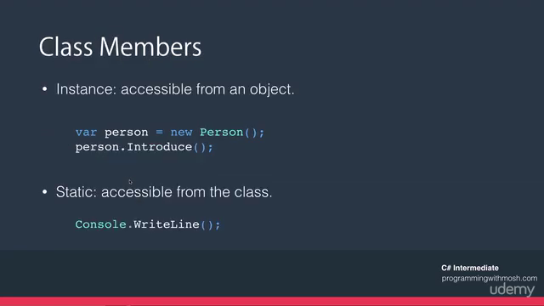Before we start coding, let's talk about class members. In C#, we have two types of class members. We have instance members and static members. An instance member is accessible from an object. You have already seen that before. So we create a person object and then call the Introduce method on the object. But we also have static members, and a static member is accessible from the class, not an object. An example of that is Console.WriteLine. So Console is a class and WriteLine is a static method. So we don't have to create an instance of Console using the new operator in order to call WriteLine.